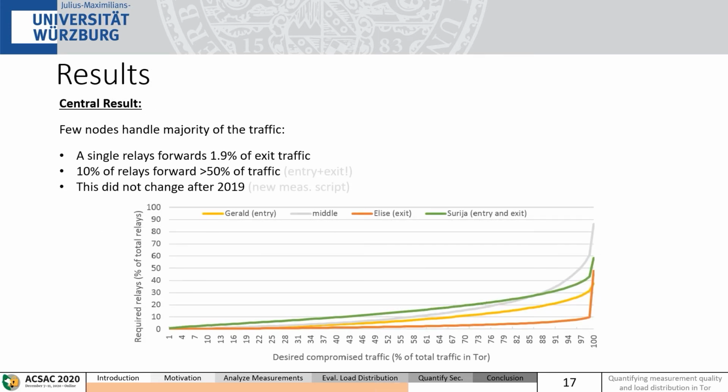Again, our results are concerning for the security of Tor. In practice, only few nodes handle the majority of traffic. For example, a single relay forwards almost 2% of Tor's exit traffic. Furthermore, only 10% of all relays are responsible for handling the majority of Tor's traffic at both the entry and exit position.